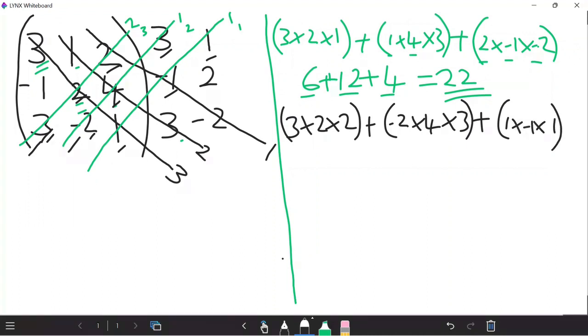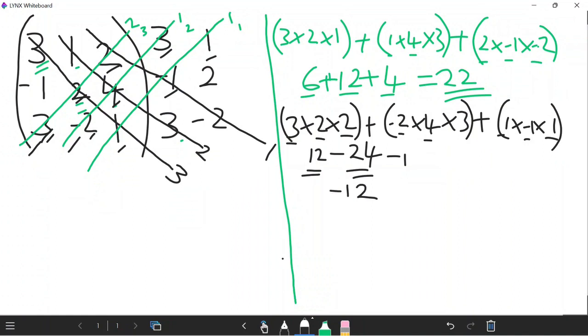So you're going to do this simple calculation. 3 multiplied by 2, that is 6, multiplied by 2, that will give you 12. Then you're going to proceed. We have negative 2 multiplied by 4, that will give you negative 8, multiplied by 3 will give you negative 24. So we proceed with the other one. We have 1 multiplied by negative 1, that is negative 1, then multiply by 1. So negative multiplied by positive will definitely give you a negative 1. So when you do this calculation, you have positive 12 minus 24, that is negative 12.